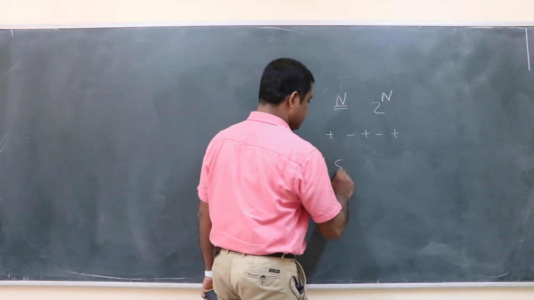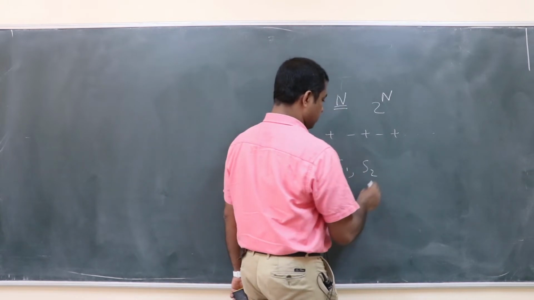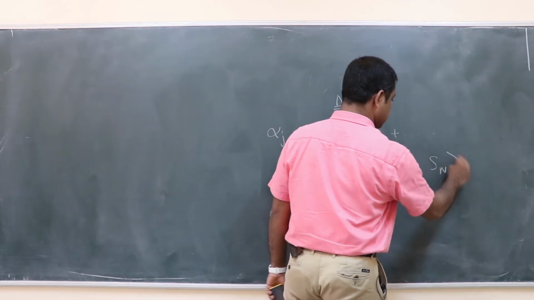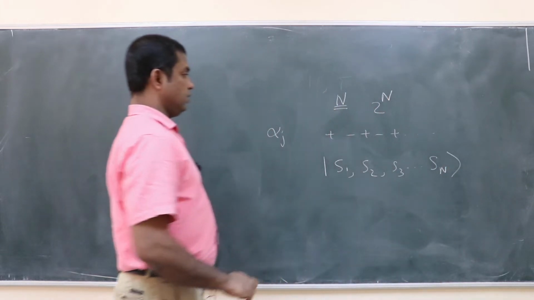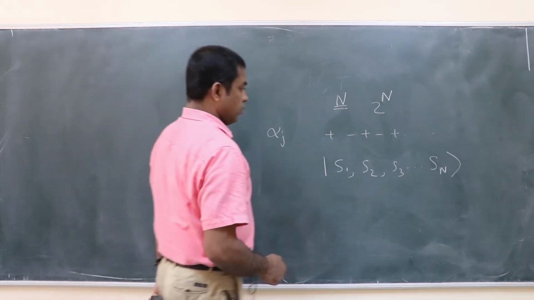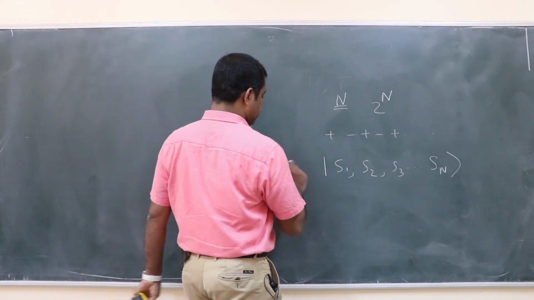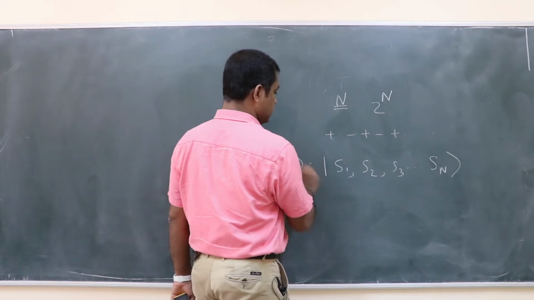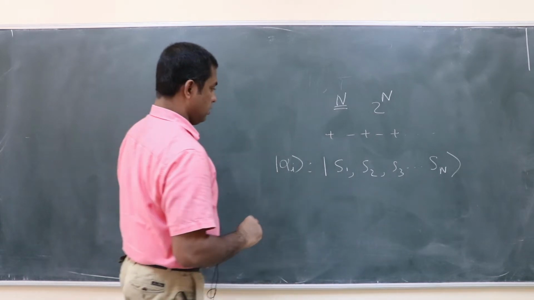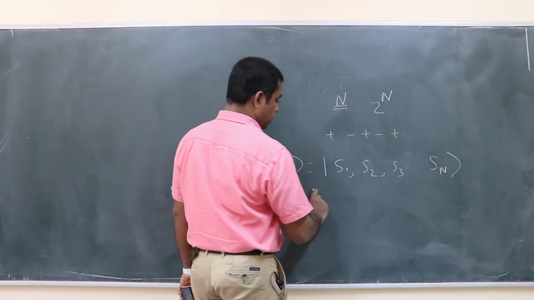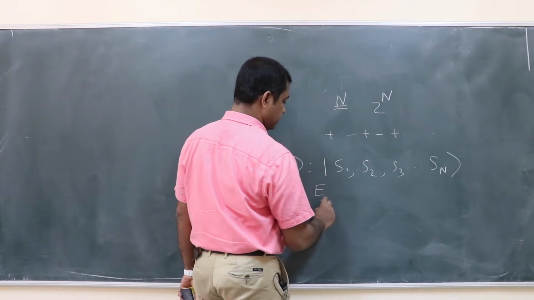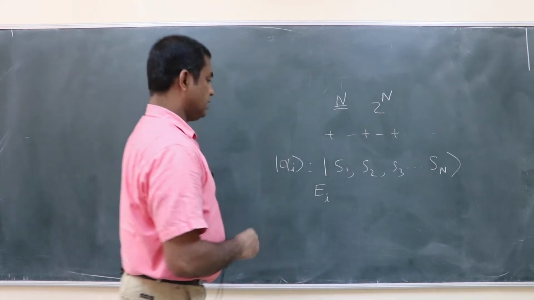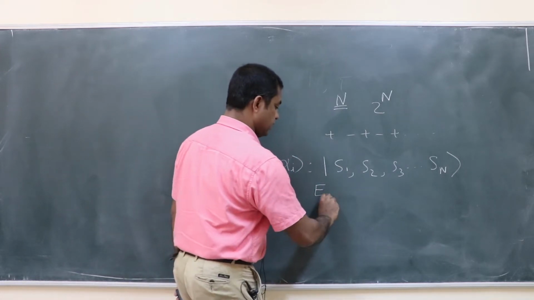So you can write a general configuration as S1, S2, S3, up to Sn. For example, this is your alpha I configuration. Suppose the energy for this configuration is EI. So the energy for this configuration is EI.